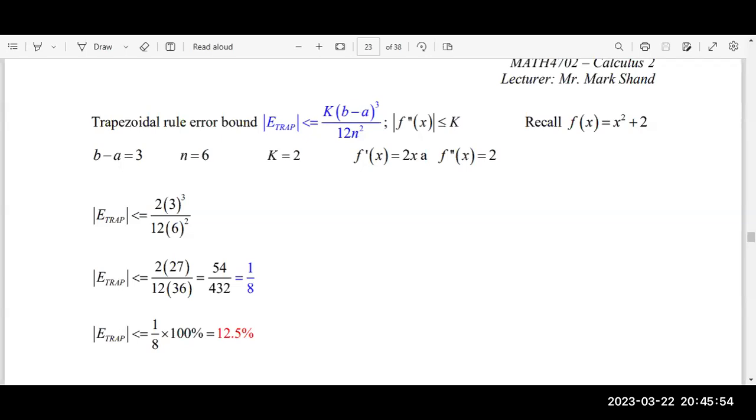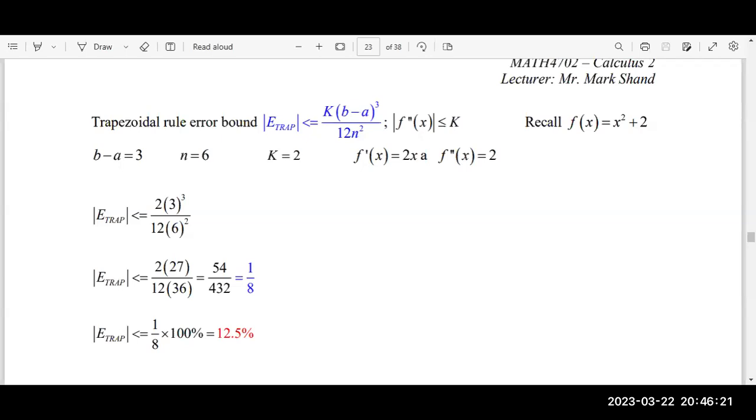K is the second derivative, right? So when I differentiate f of x two times, the first derivative of f of x is going to be 2x, isn't it? Yes, sir. And when I differentiate it one more time, I get what? 2. Yeah, so k is 2.